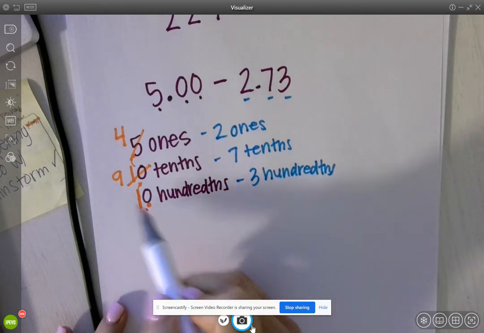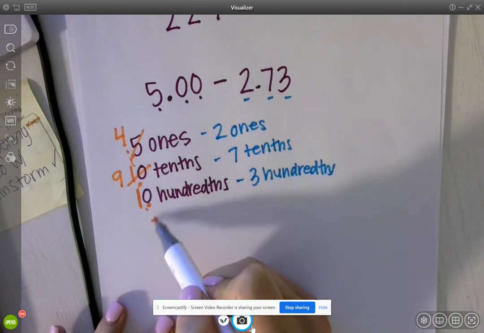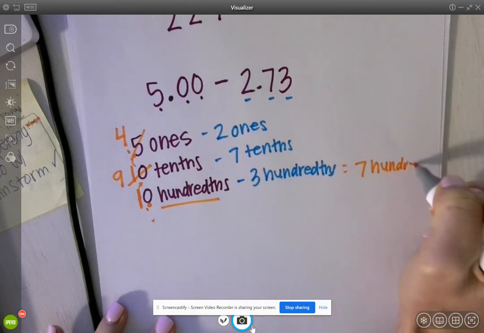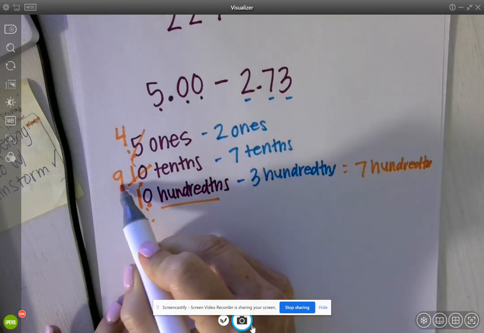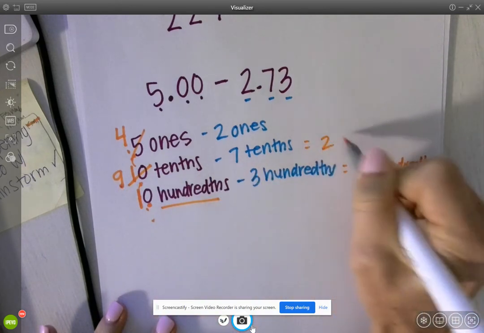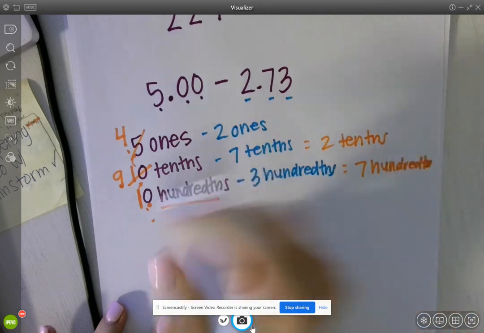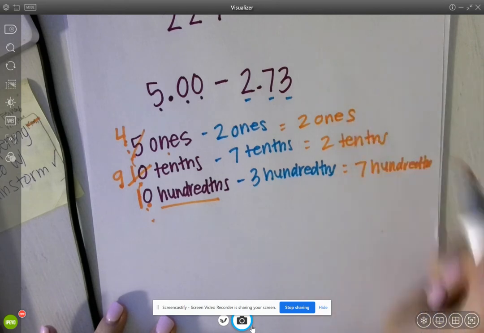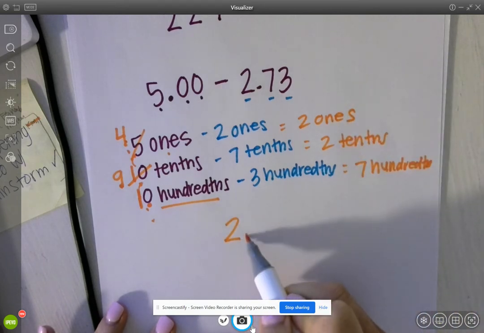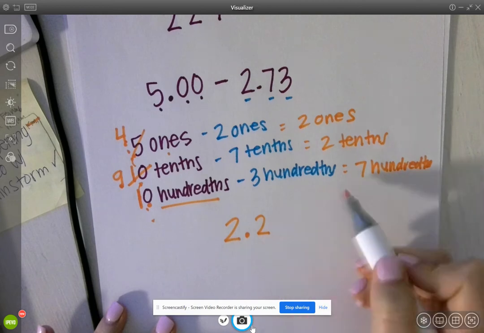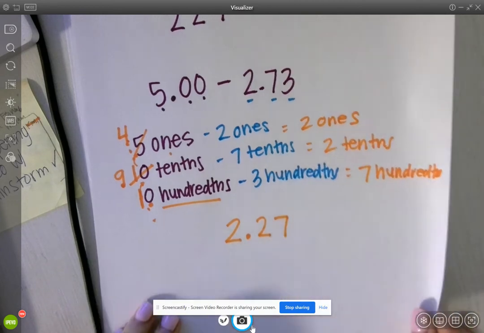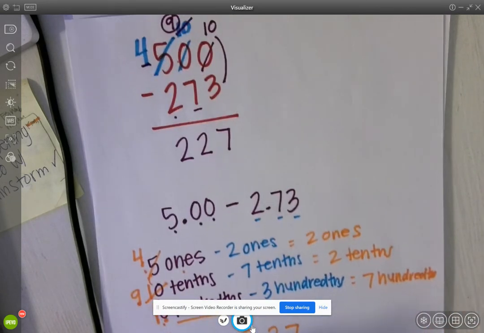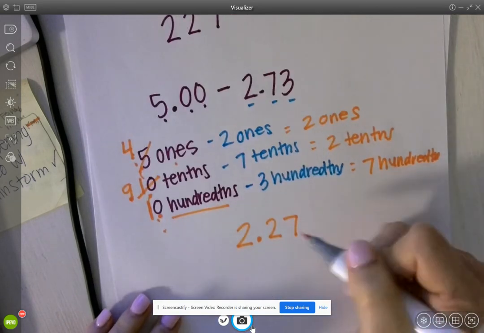Now that I have bigger numbers to start, I can subtract. So 10 hundredths minus 3 hundredths would be 7 hundredths. 9 tenths minus 7 tenths equals 2 tenths. And 4 ones minus 2 ones equals 2 ones. If I write that, I would get 2 ones, 2 tenths, 7 hundredths. So very similar to my first strategy with non-decimal numbers and decimal numbers.